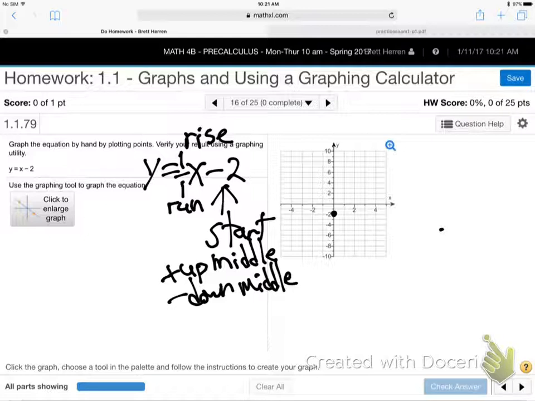We only need 1 more dot. So this graph is kind of tiny. So I'll go up 1 over 1. Boom, there's another dot. Connect the dots. We got the line. So everybody remember all that stuff from graphing straight lines?